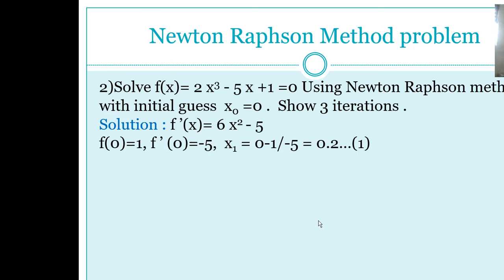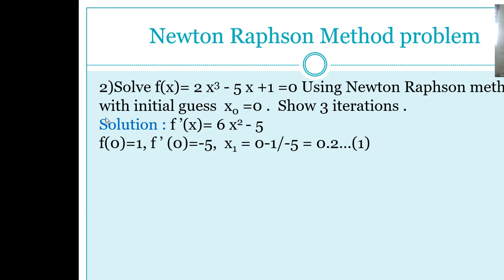Let us take one more example. If f(x) equal to 2x cubed minus 5x plus 1 equal to 0, using the Newton-Raphson method, the initial value of x is 0, show 3 iterations. So first we evaluate the first derivative, f'(x) equal to 6x squared minus 5.